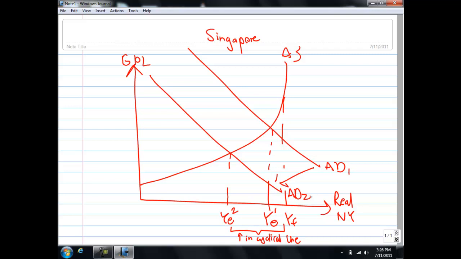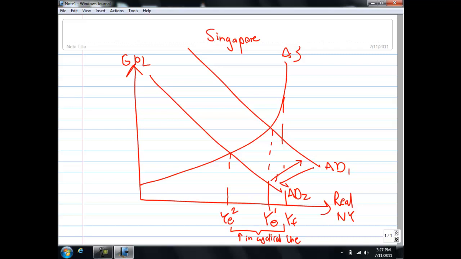One obvious policy is to use an expansionary demand management policy to push the AD2 curve back to AD1. But we all know that in Singapore, demand management policies do not work as well. Why is that the case? First, X minus M is such a huge component of our AD curve that any attempt by our Singapore government to increase G, to increase C, will have very little impact on our AD curve.